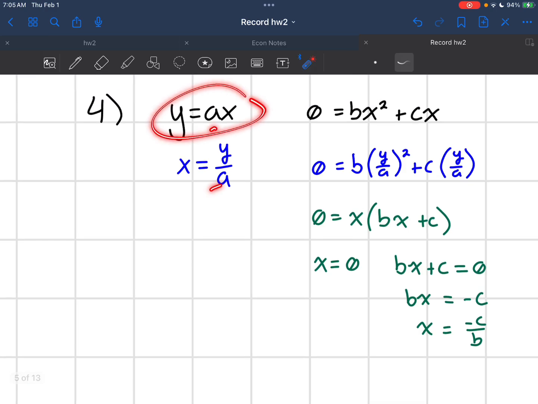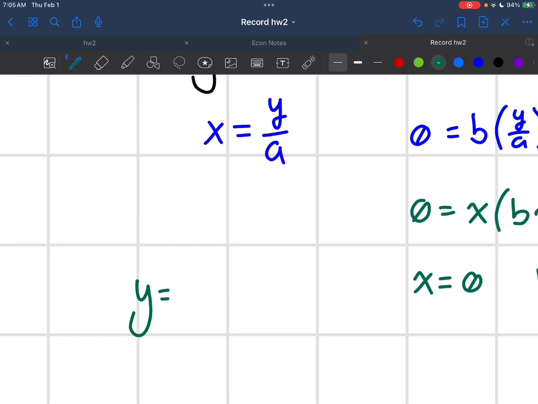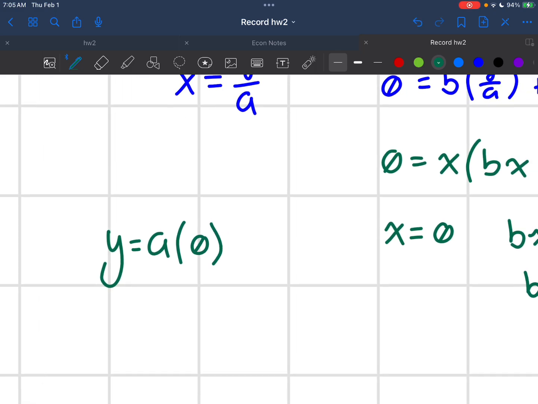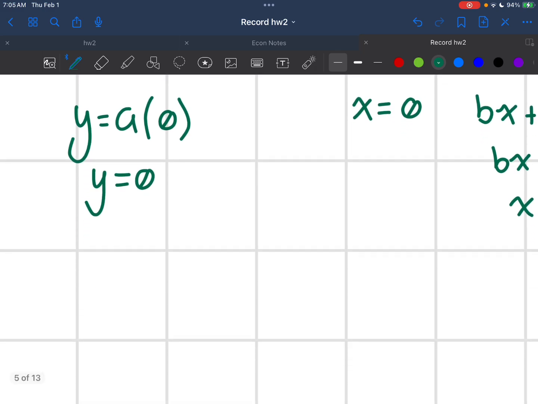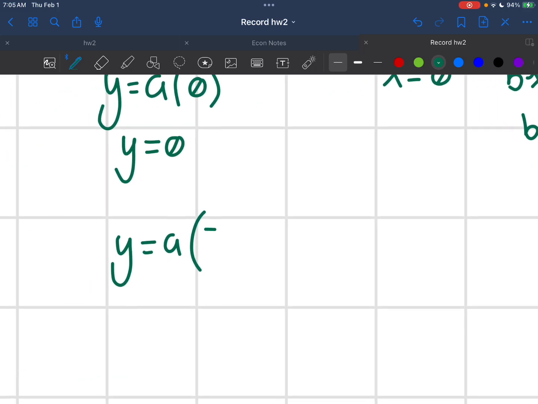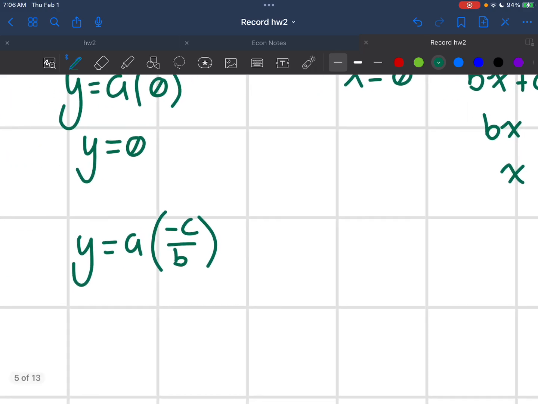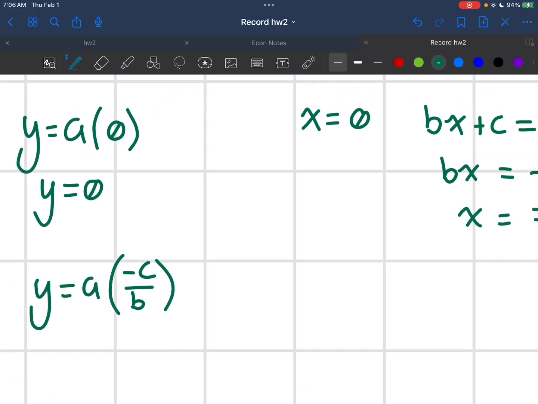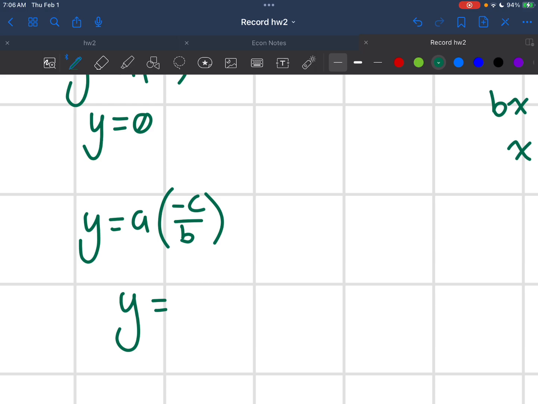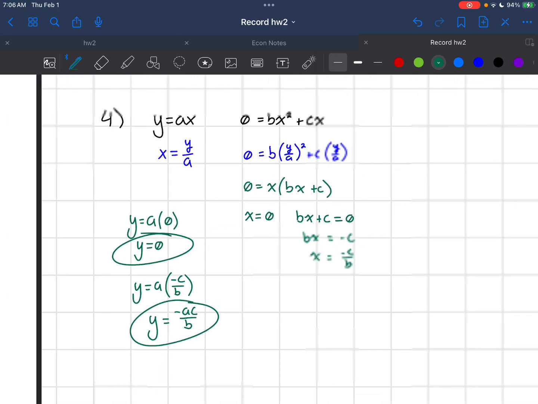Not this one, plugging into this one. All right, so y will equal a times 0, because that's my first solution for x, which means y equals 0 is a solution. Or I could have y equals a times my other value of x, which we said was negative c over b. And just shuffling things around because I want to open up those parentheses, I'm just going to say it's minus ac over b. So those will be my 2 solutions for y.